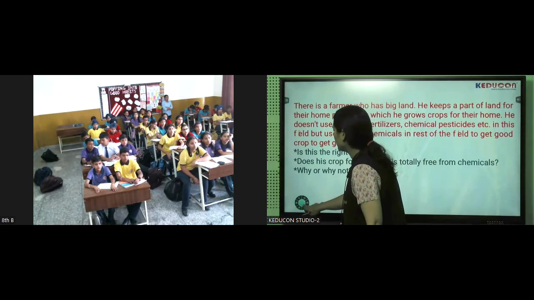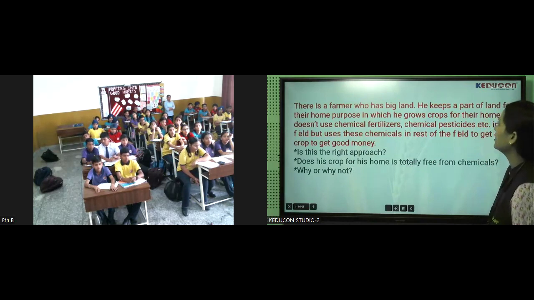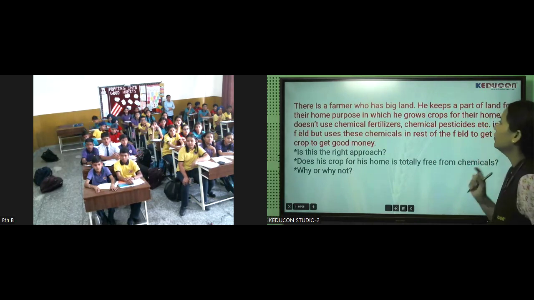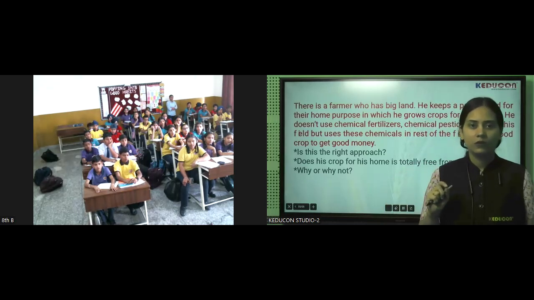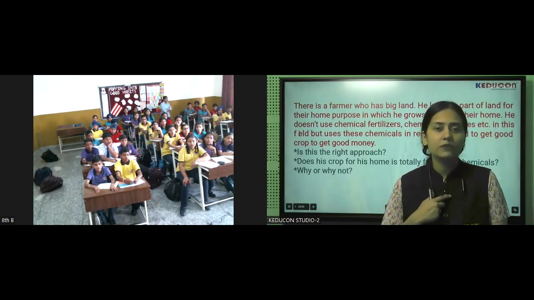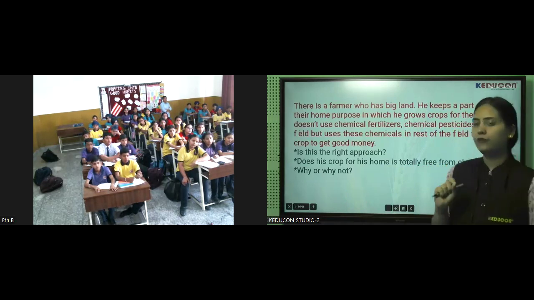So now here is a question related to this. There is a farmer who has a big land. He keeps a part of the land for their home purpose, in which he grows crops for their home. He doesn't use chemical fertilizers, chemical pesticides, etc. in this field, but uses these chemicals in the rest of the field to get a good crop, to get good money. So is this the right approach? No, because he is being selfish. He is only thinking for himself to get organic food, but for the others he is giving anything. Okay.